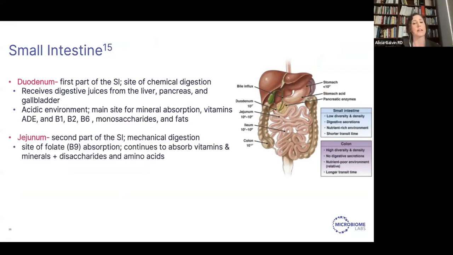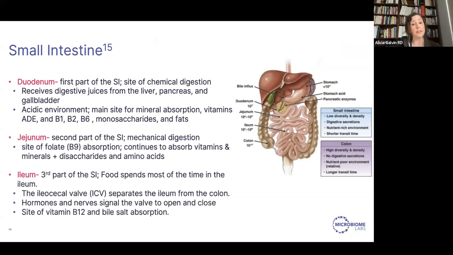And the jejunum, which is that second part, that's when you're starting to get some more mechanical digestion. You're going to have some folate absorption. And then the ileum, food is going to spend most of its time in the ileum. And you have the ileocecal valve, which is the valve that separates the ileum from the colon. And it prevents that backflow of the intestinal contents from the colon into the small intestine.